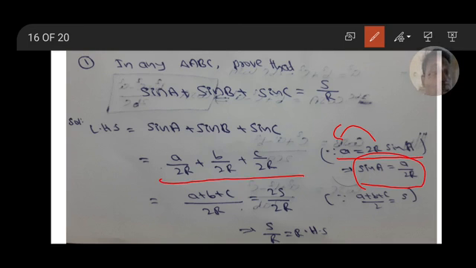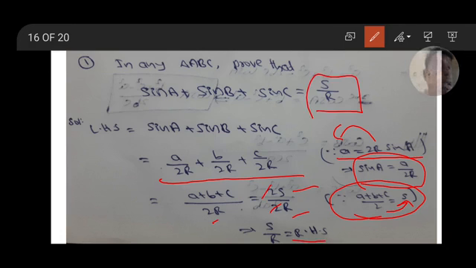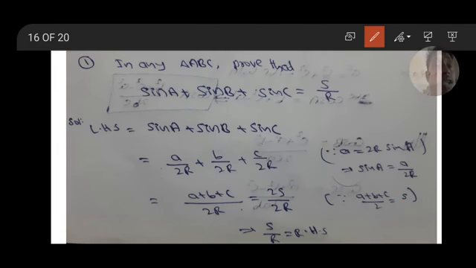So I am substituting the values: a by 2R, b by 2R plus c by 2R. 2R is the LCM, so the numerator will be a plus b plus c. We have (a plus b plus c) by 2 equal to s. Therefore, a plus b plus c equals 2s, with 2R as it is. The 2 cancels, giving s by R. That is the RHS. Sin A plus sin B plus sin C equals s by R. Next.